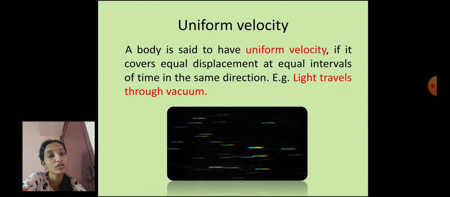Uniform velocity: a body is said to have uniform velocity if it covers equal displacement in equal intervals of time in the same direction. The example for uniform velocity is light traveling through the vacuum.